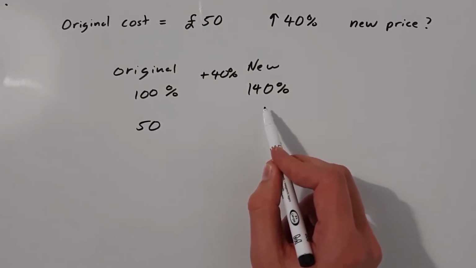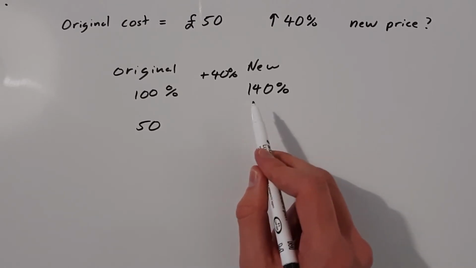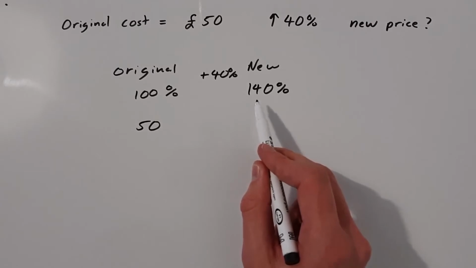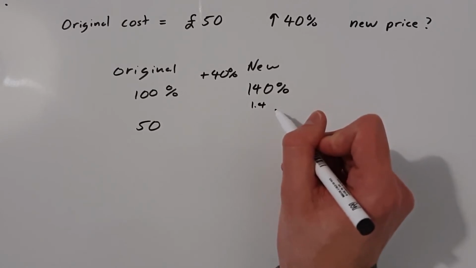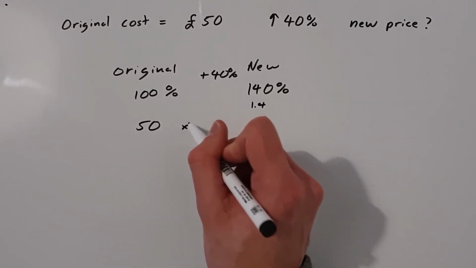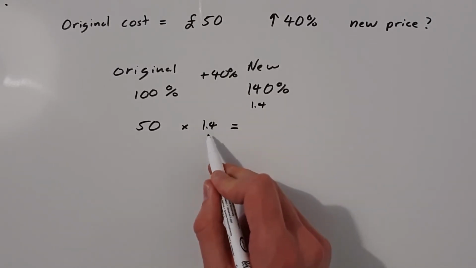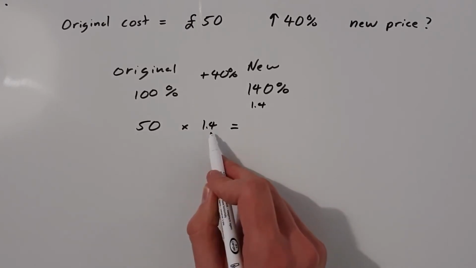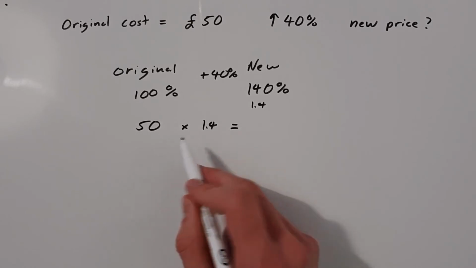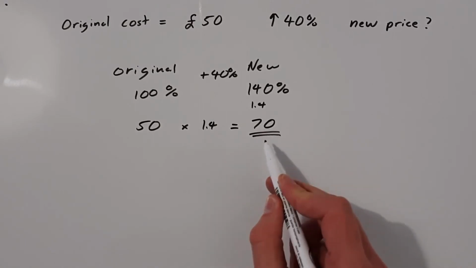Okay, so the way we work this one out is we can convert this into a decimal. 100% is 1, so 140% is 1.4 as a decimal. Okay, and what we can now do is times 50 by 1.4, and that will give us our new price. So 40% of 50 then, so 10% is 5, times by 4 is 20. So 20 added on to 50 is 70. So that is our new price, £70.